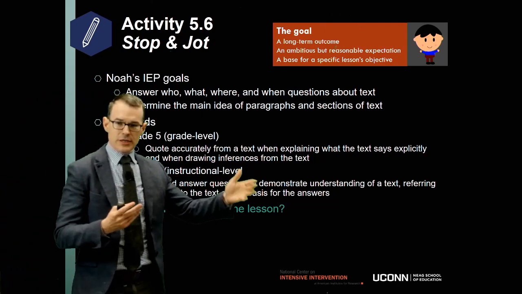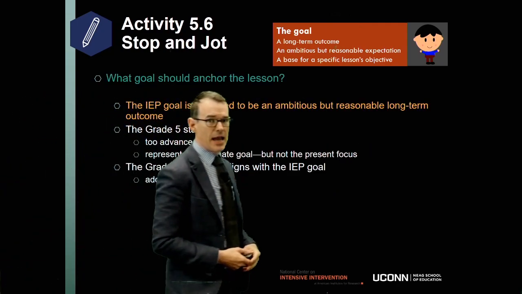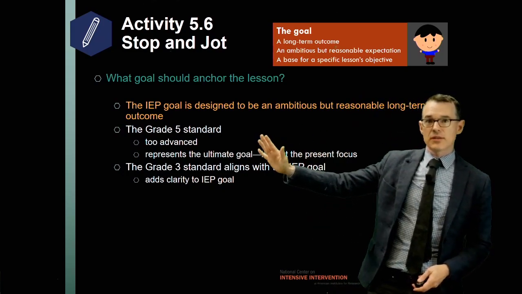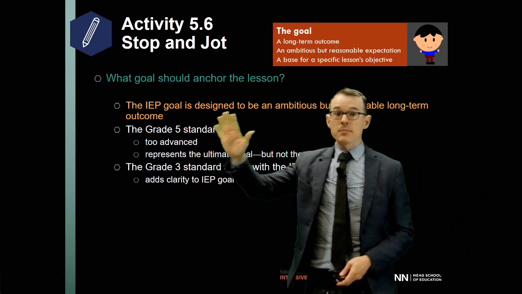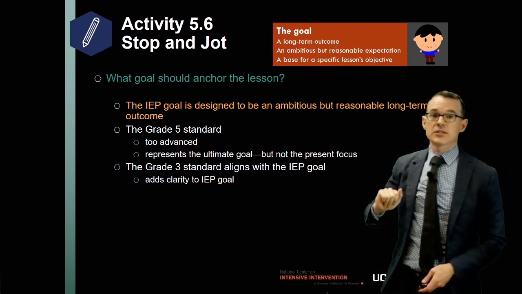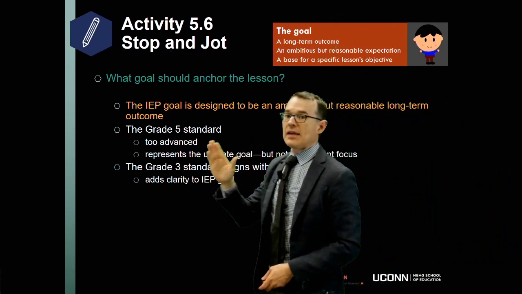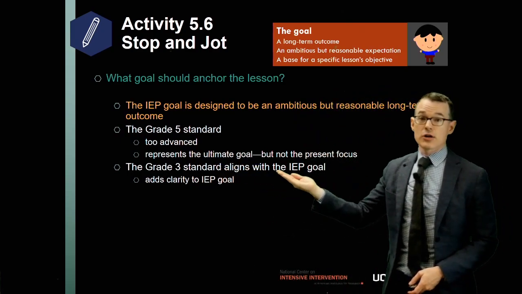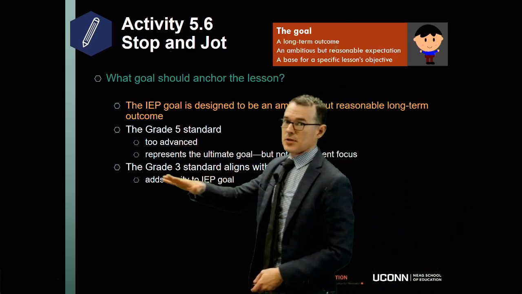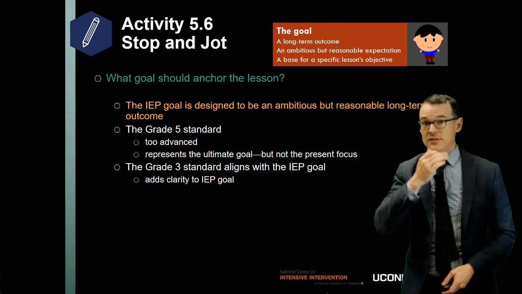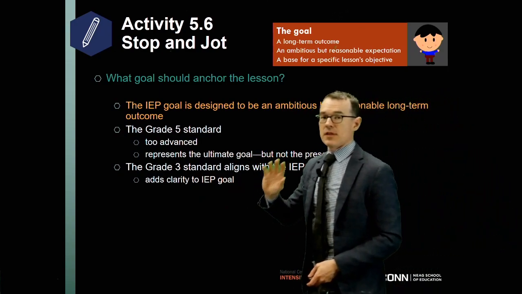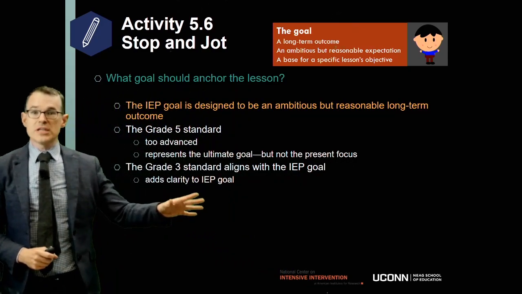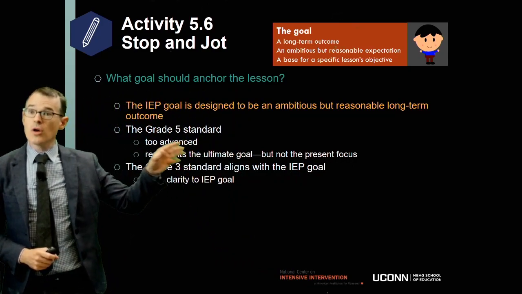Presumably you have written in the activity workbook. So here are the answers that I came up with. Obviously, he has an IEP, so the IEP should be the goal. It's designed to be ambitious and reasonable, meeting our expectations for the goal. And in this case, the grade 5 standard, which is the one for Noah's grade level, is far too advanced. That represents the ultimate goal, but is not going to be the present focus. Now, what I liked about this case study is that the grade 3 standard aligns with the IEP goal that Noah has.